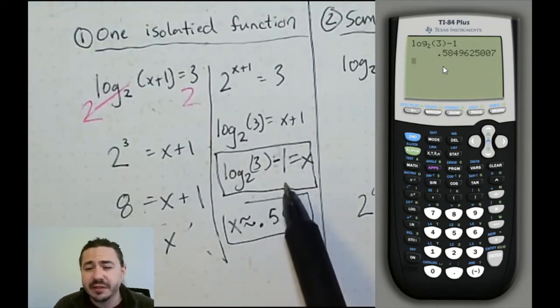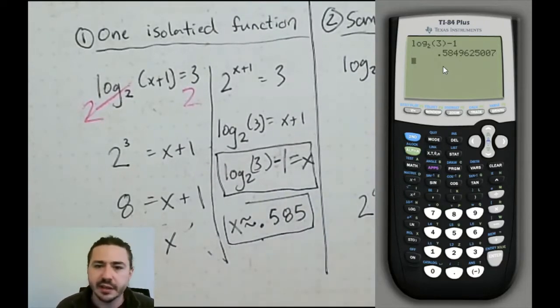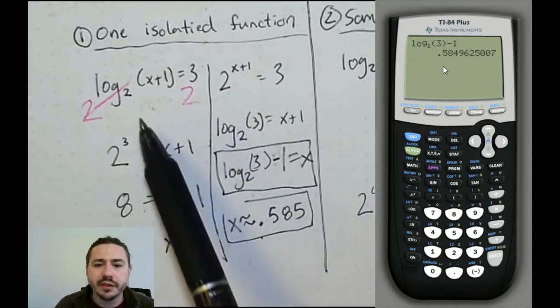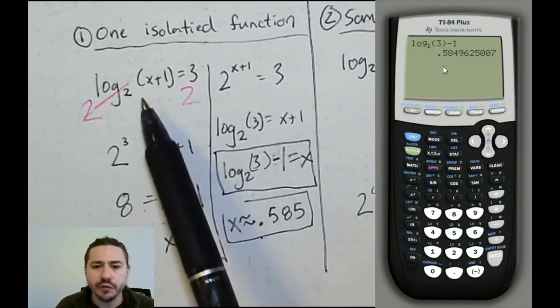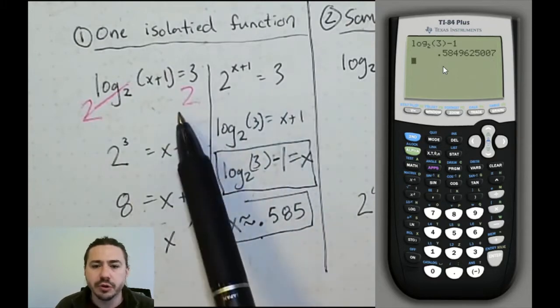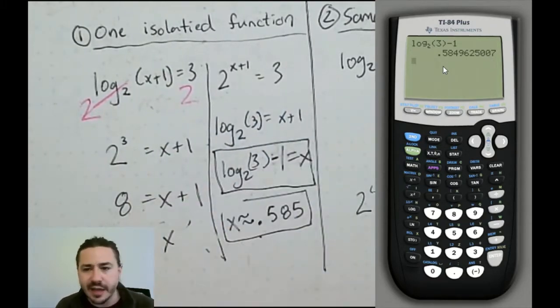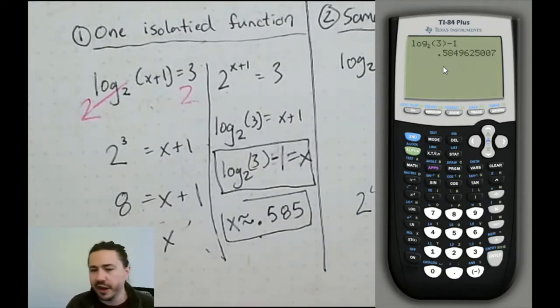I may not specify, but you want to be comfortable with either one, and I'll typically take either one unless I say specifically what I want. So this is how you're going to handle an equation where you've got just one isolated function, whether it's a log or an exponent. You're going to use that inverse property to rewrite the equation as the other type of function, and you should be able to get your answer from there.